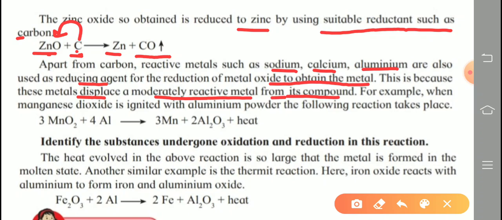For example, when manganese dioxide is ignited with aluminium powder, what happens? Check the reaction. MnO2, manganese dioxide, reacts when ignited with aluminium. So aluminium is more reactive than manganese. So aluminium takes the place of Mn, manganese, and manganese is displaced. So a displacement reaction occurs. Mn is separated out and aluminium reacts with oxygen. According to the valency of aluminium and oxygen, the compound aluminium oxide is formed. For balancing purposes, those multiple numbers are shown there. You try to balance this reaction.